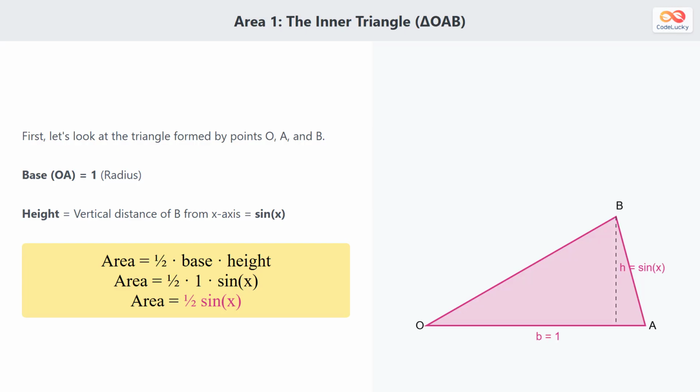First, consider the triangle OAB shown here. The base is the radius, which is 1. The height is the vertical distance from B to the axis, which is sine x. Using the formula for the area of a triangle, 1/2 base times height, we find the area of this small triangle is 1/2 sine x.